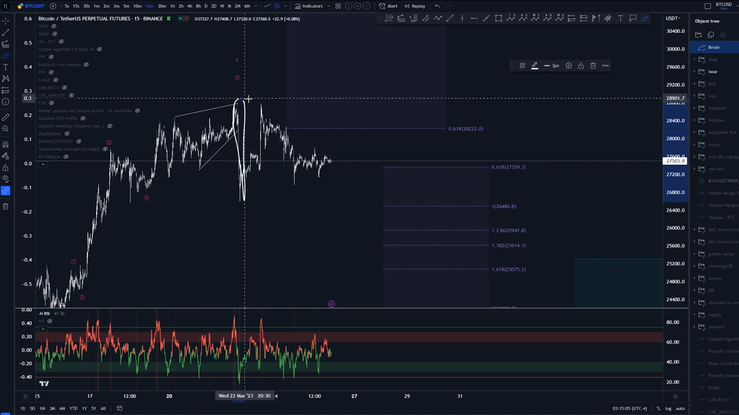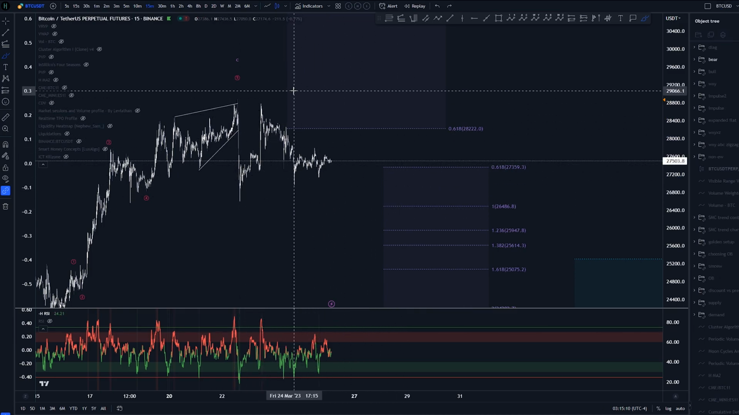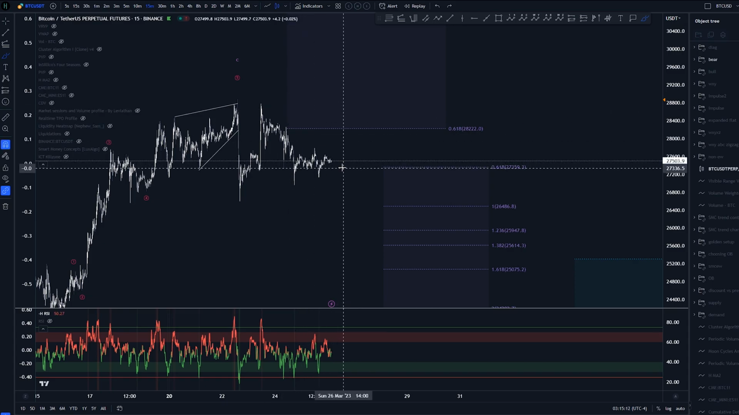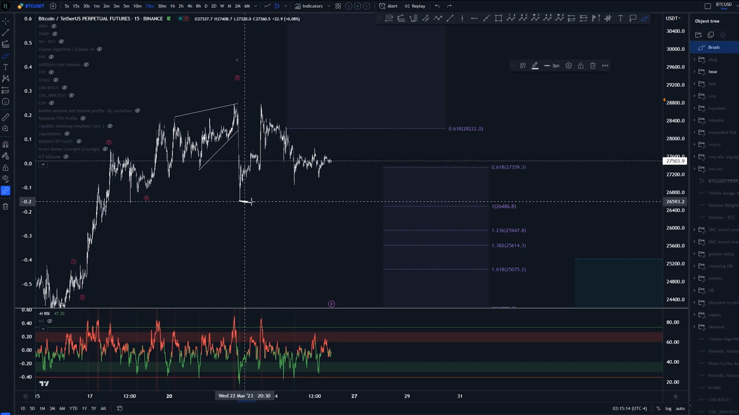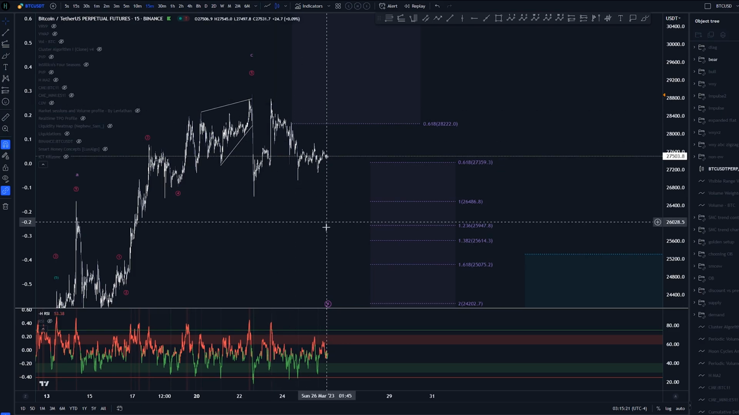If we are comparing this first structure over here to this second one, we know and see clearly that they are very out of proportion. But until this low is taken out, I'm still looking for a new low to at least be made. So that's the reasoning overall.